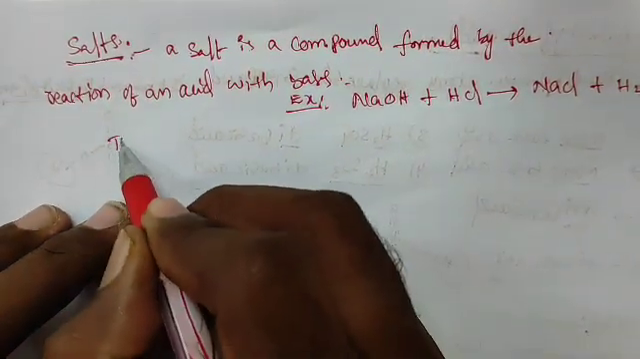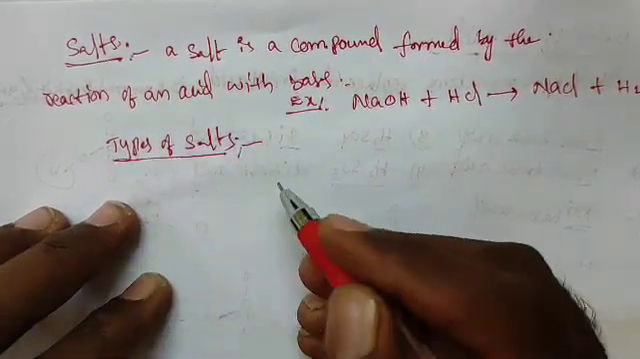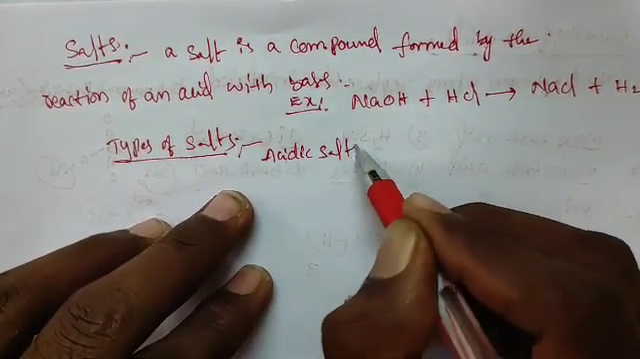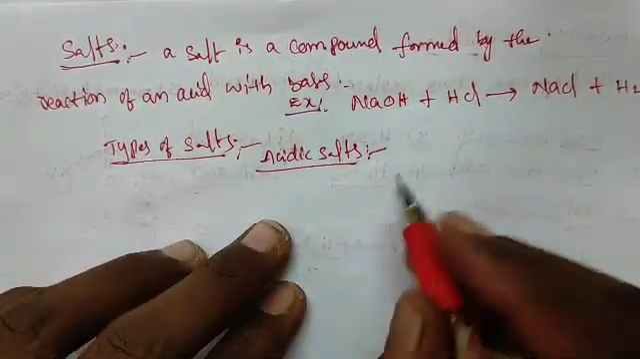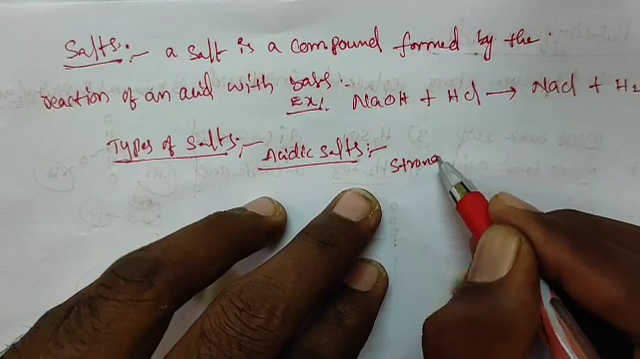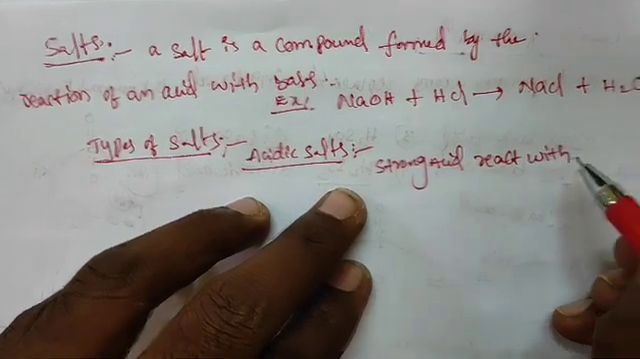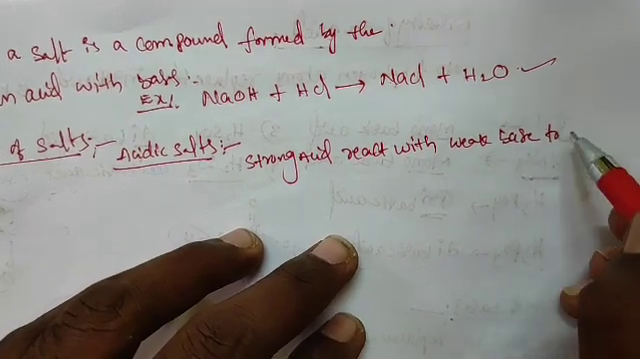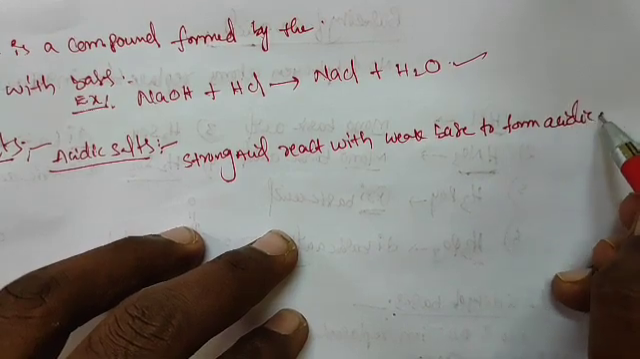Now the types of salts. The types are acidic salt, basic salt, and neutral salt. First we will discuss the acidic salt. How is it formed? A strong acid reacts with a weak base to form an acidic salt.